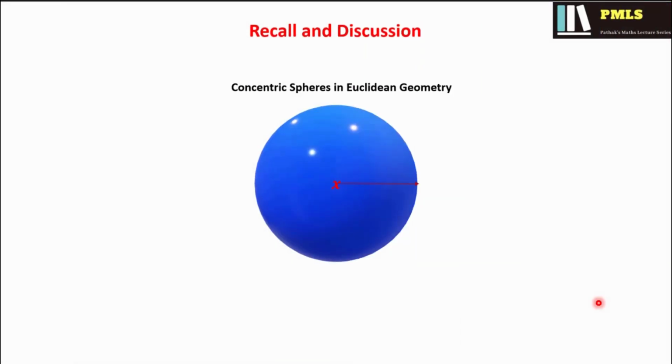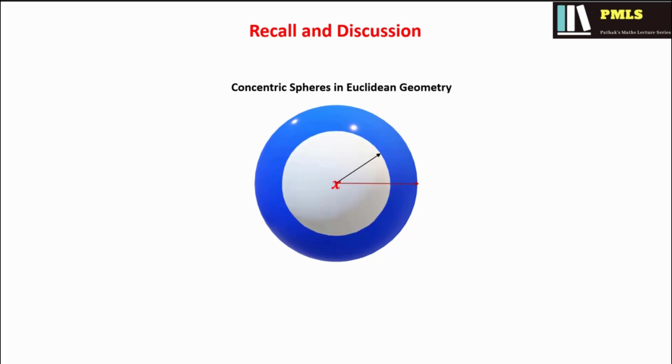Please recall concentric spheres in Euclidean geometry. On your screen, we are showing a sphere with center at x and having some certain radius. Now, if we reduce the radius and keep the center as x, then what happens? You see, now you have another sphere with the same center x but having a lesser radius.